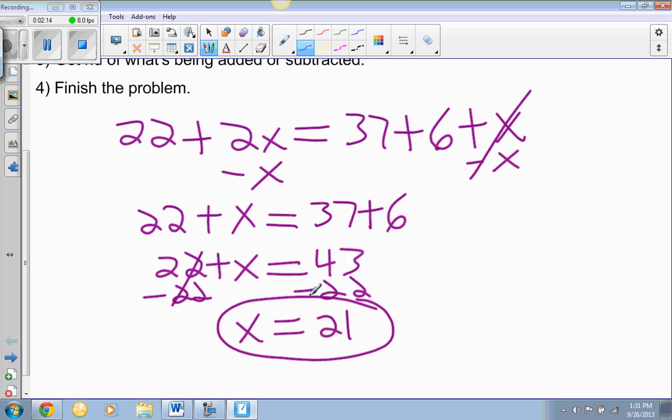So I already solved for x. If it was like 3x or whatever, you'd have to divide by 3 and you'd have another step. On this one, you don't. You can stop right there and you're done.